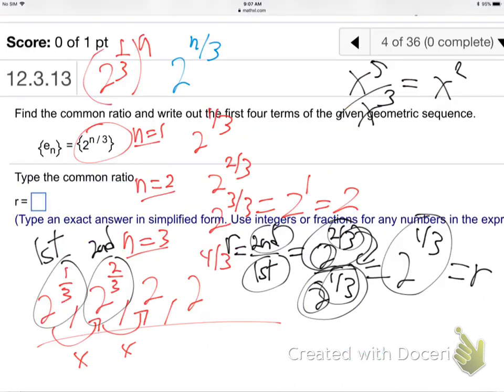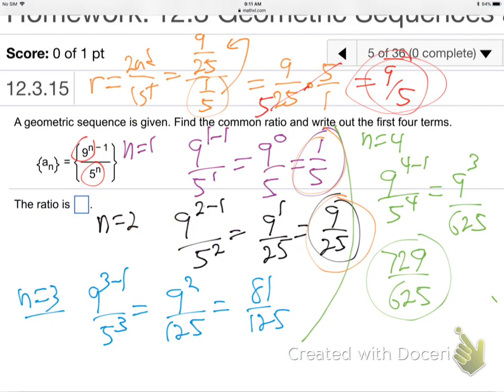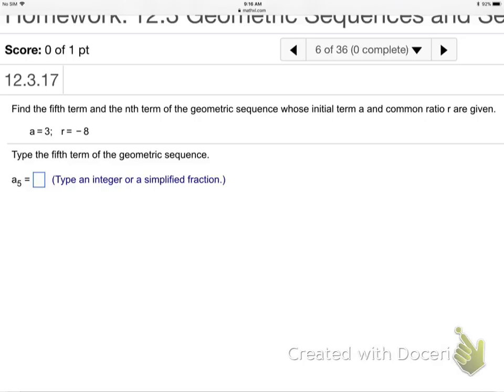All right, let's keep moving. There we go. All right, no question. All right, so a equals 3, r equals negative 1.